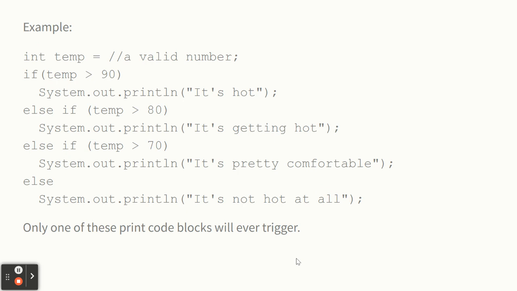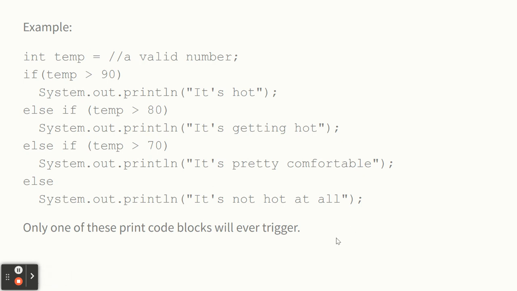Int temp equals a valid number. You don't have to worry how it gets there. Probably a scanner. If temp is greater than 90, we're going to say it's hot. Else if temp greater than 80, it's getting hot. Else if temp greater than 70, it's pretty comfortable. Else it's not hot at all.